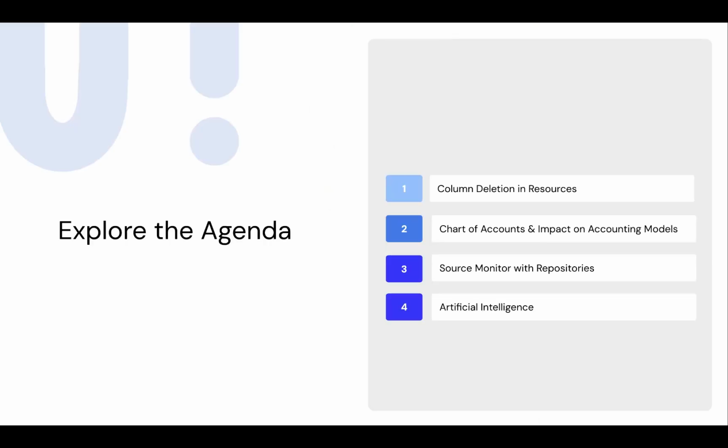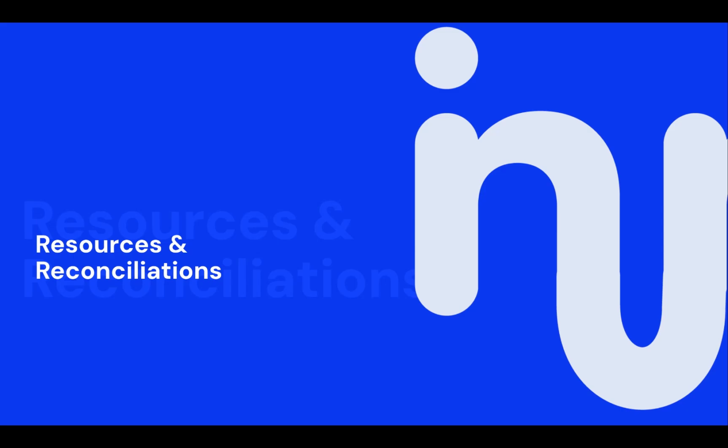In this session, we'll explore the following topics: column deletion in resources, chart of accounts and its impact on accounting models, source monitor with repositories, and last but not least, artificial intelligence. Let's start with resources and reconciliations.